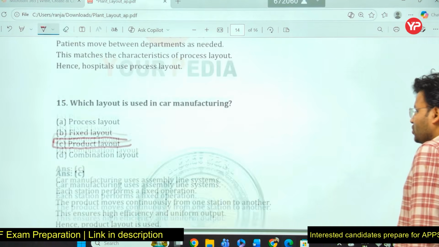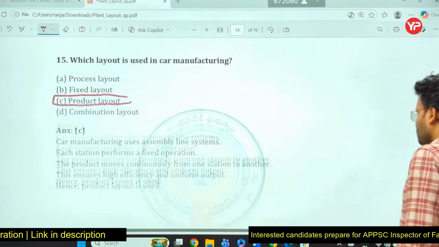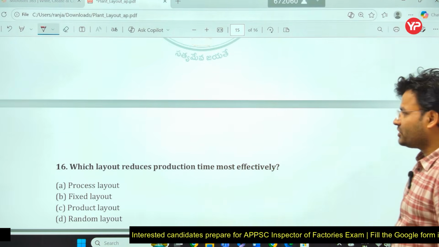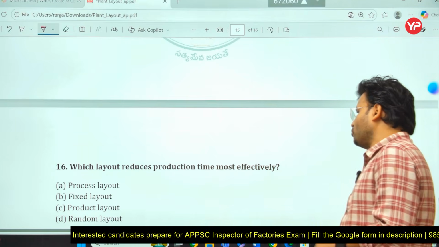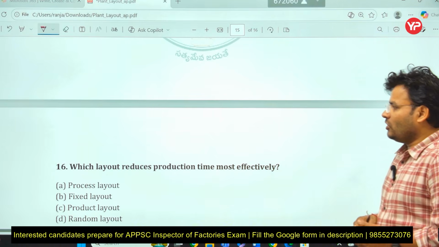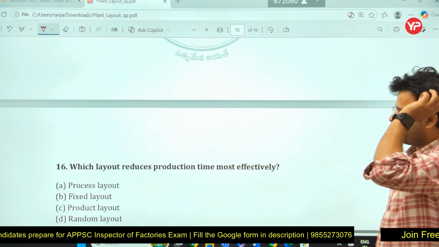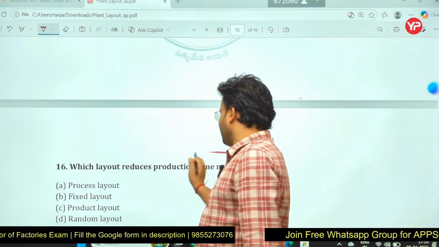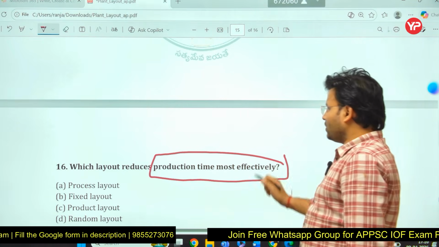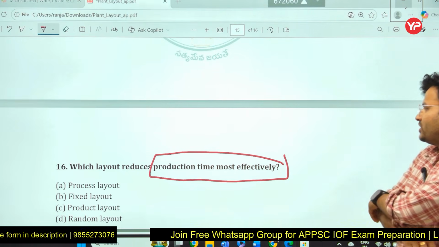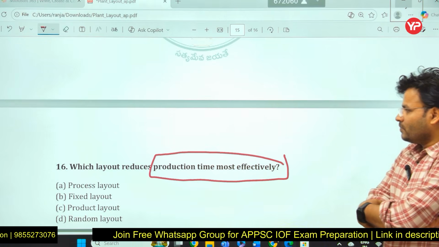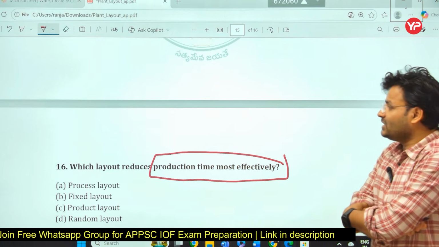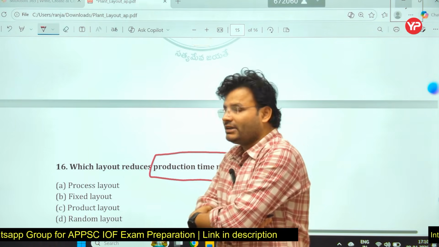This is question number 16 on your screen. Which layout reduces production time most effectively? Process layout, fixed layout, product layout or random layout? Which layout reduces production time most effectively? Process, fixed or product? Yes, my dear friends, this will be the product layout.